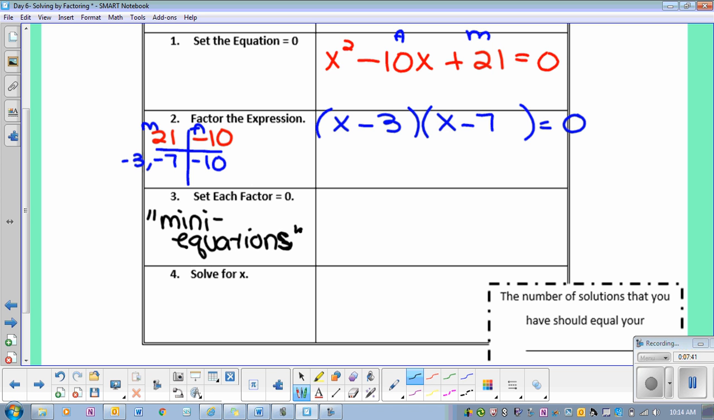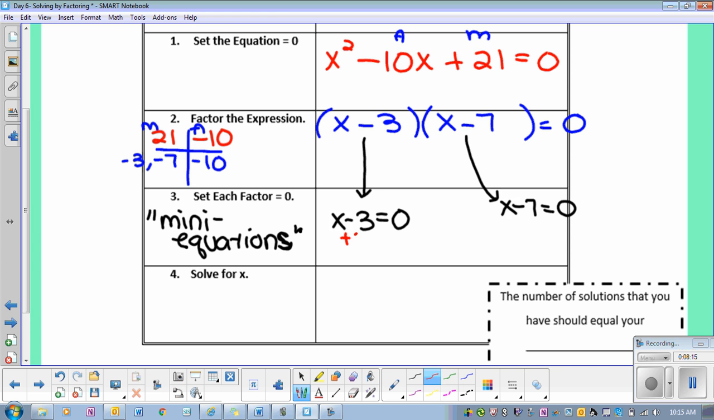Okay? So that means every single piece, that x minus 3 factor, gets set equal to 0. And then this piece over here, x minus 7, that gets set equal to 0. So then let's solve for these x's. That's what step 4 is.